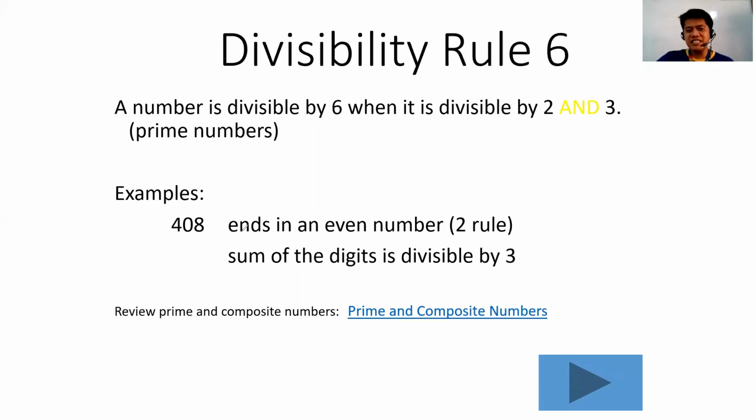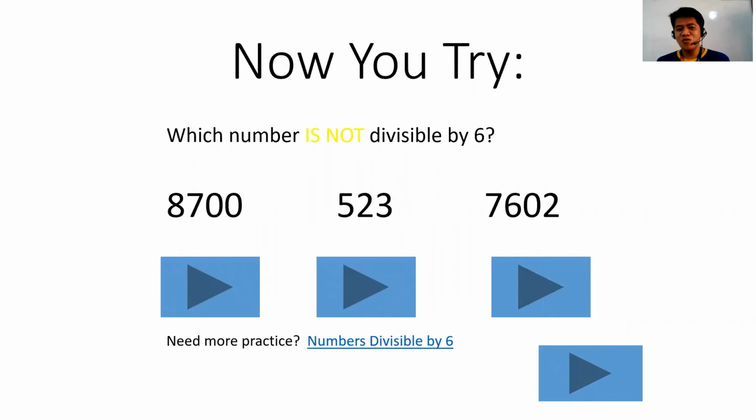408. Tignan natin kung divisible by 2 ba siya. Yes, it ends with an 8. So therefore, it is divisible by 2. Tingnan natin, i-add natin para sa divisibility rule number 3. 4 plus 0 is equal to 4, plus 8 is equal to 12. 12 divided by 3 is equal to 4 without remainder. So therefore, it is also divisible by 3. At sinabi kanina na kapag divisible by 2 and divisible by 3, it is divisible by 6. So therefore, 408 is divisible by 6.